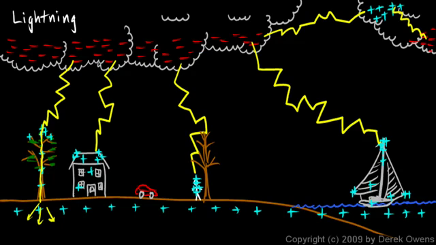A car, though, is pretty safe. It's a pretty safe place to be inside a car. And it's not really so much because of the rubber tires. Lightning could still strike a car. But in seeking the easiest route to the ground, lightning's going to go through the metal exterior of the car because metal is a very good conductor.